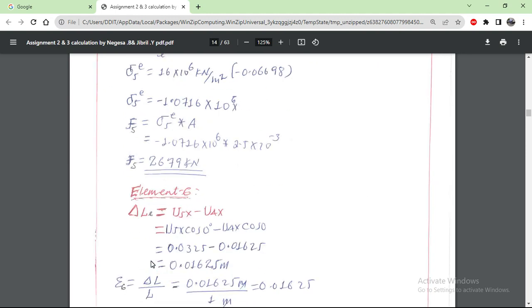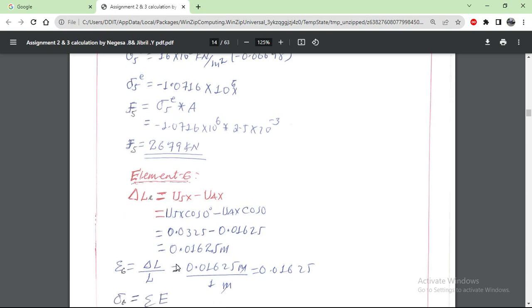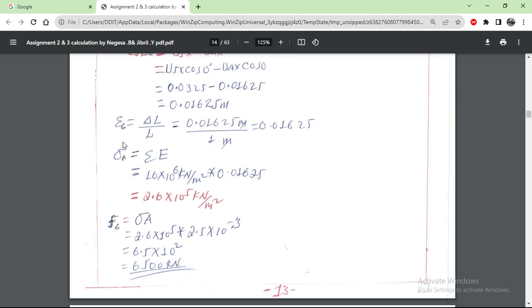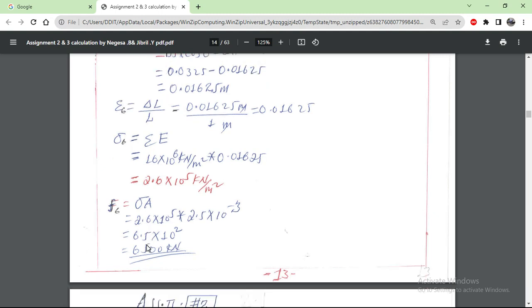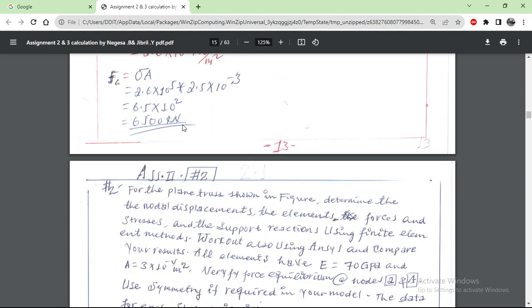Number 6 is similar; this is horizontal. Directly, the change of length, we get this one. Similarly, strain, stresses and element force for element number 6. The solution of question number 1 is like this.